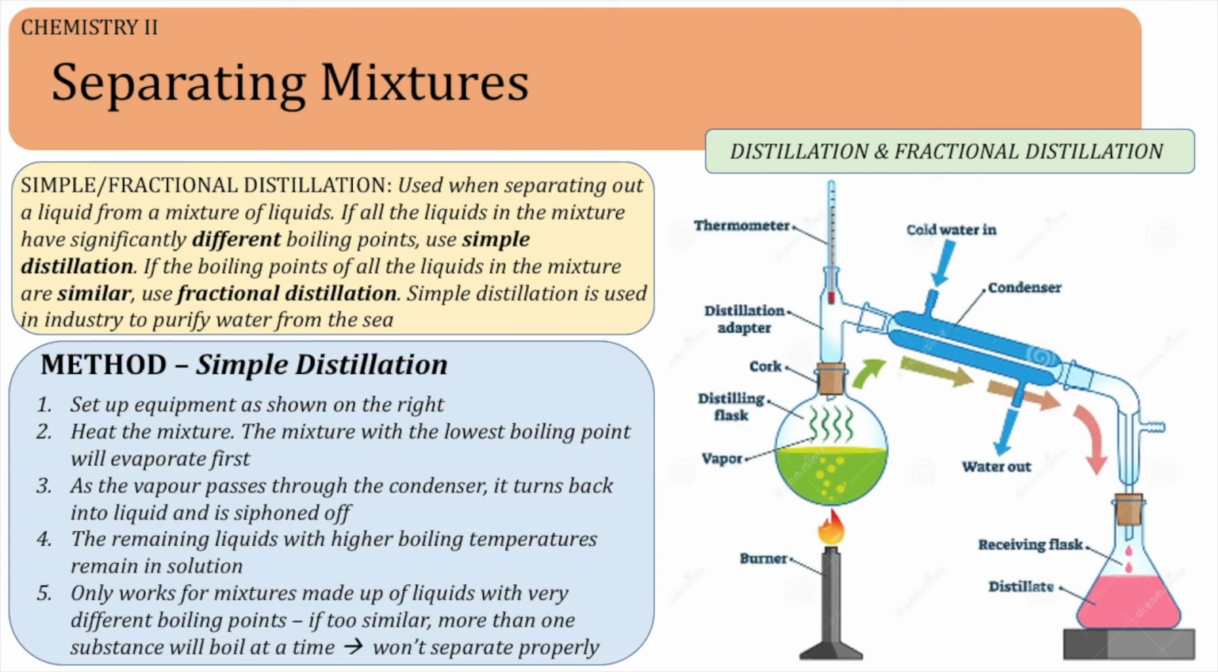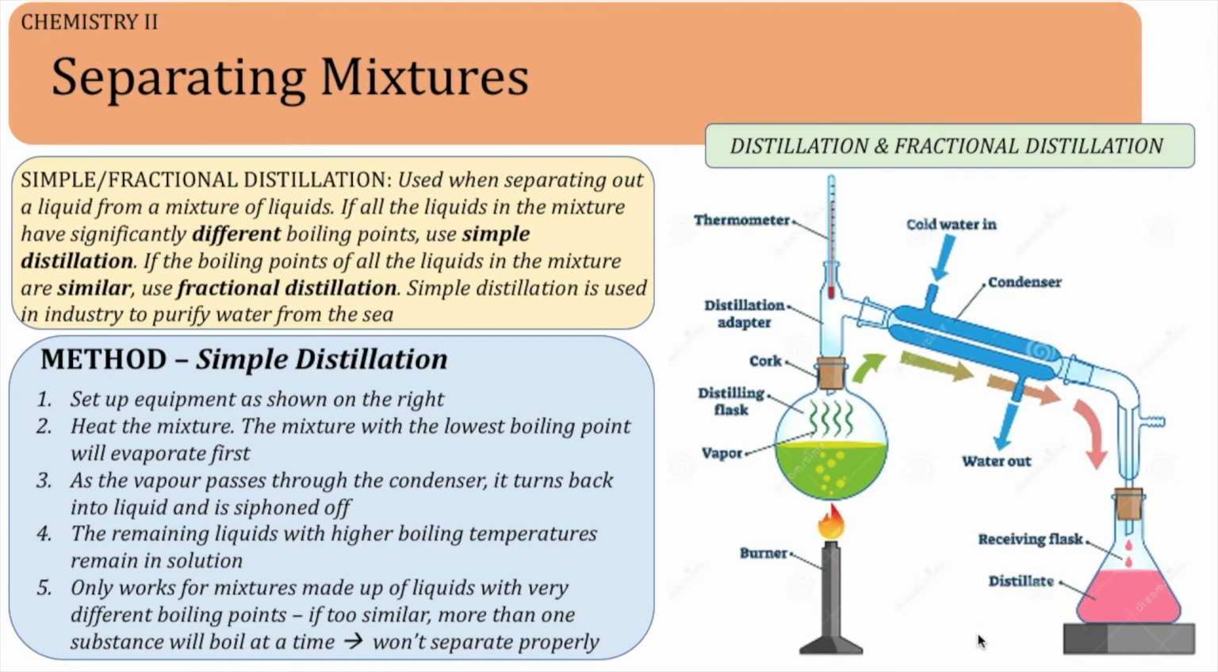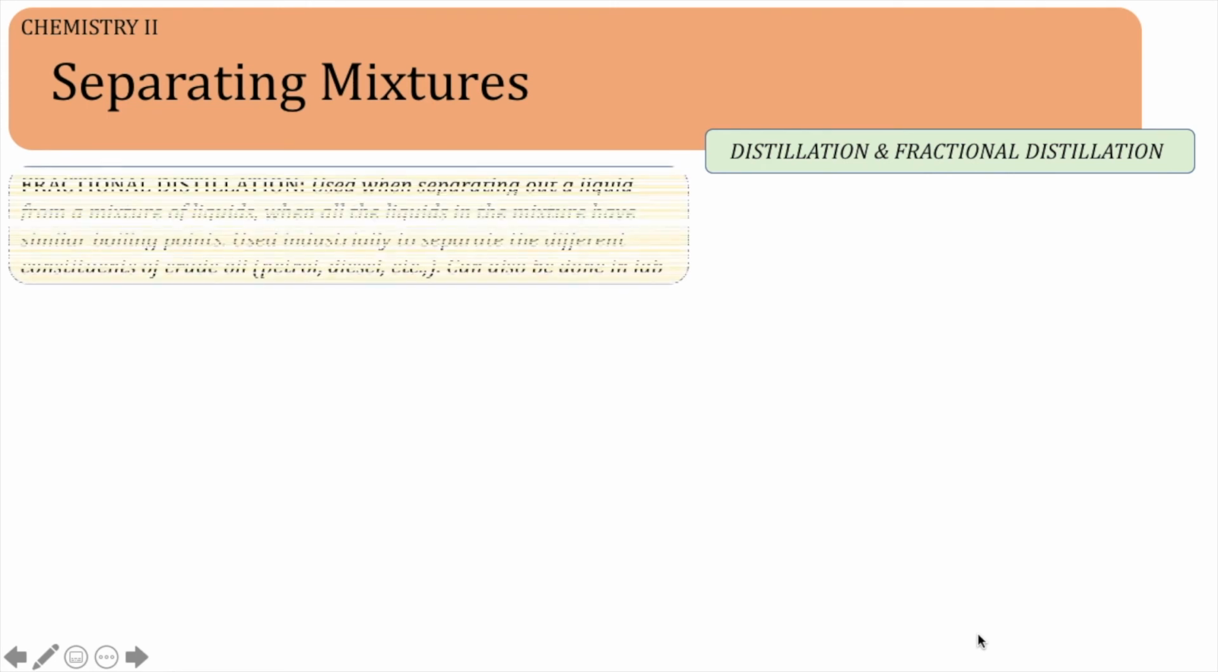We simply heat the mixture until the liquid in the mixture with the lowest boiling point starts to evaporate. The vapor will rise up and move through to the condenser, where it will turn back into a liquid and be siphoned off. All the other liquids in the mixture with higher boiling points will remain as liquids, as they cannot evaporate yet. Do this several times and you'll have separated the mixture out into its constituent liquids via their boiling points. When the boiling points of all the liquids in a mixture are similar, simple distillation will not work, as more than one liquid can evaporate at the same temperature.